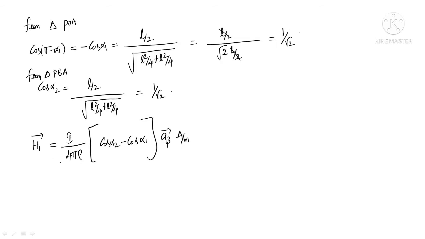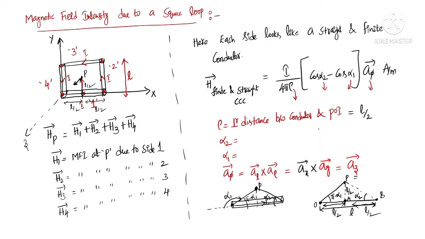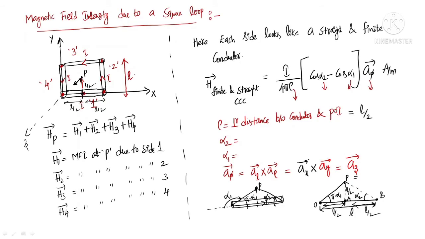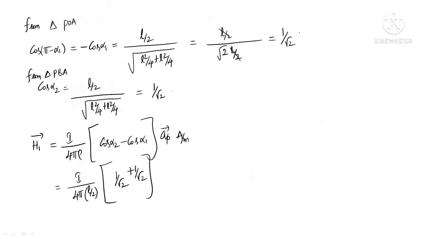Okay. Now what is rho? It is I, the current is the same, by 4 pi into, what is rho, ma? Rho is L by 2, which is the perpendicular distance from the conductor to the point of interest. So L by 2. Cos alpha 2 value is 1 by root 2 minus cos alpha 1 value is also 1 by root 2, and a phi bar. And what is a phi bar we got? We got a phi bar as a Z bar. The field is in Z direction. So a Z bar ampere per meter.